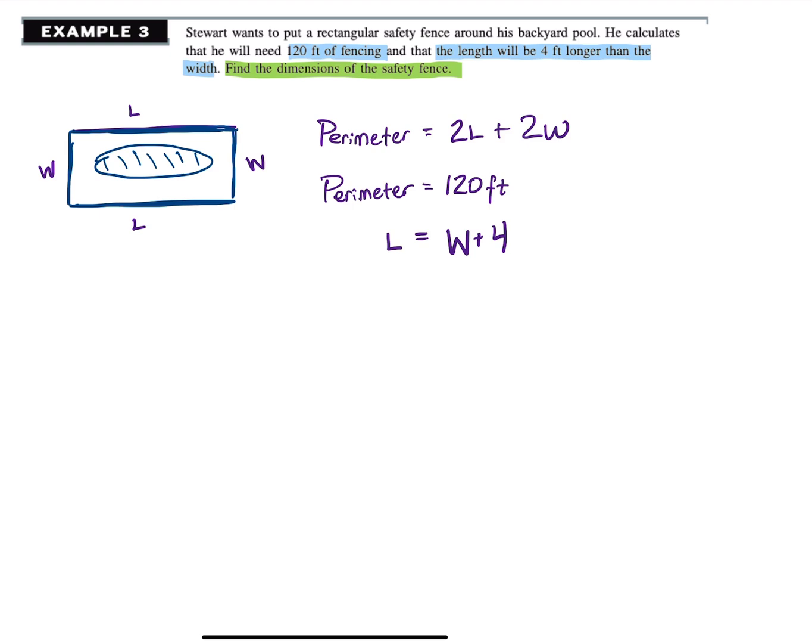So now we can start to plug in the 120 for the perimeter, and then for the length, I'm going to plug in this statement, and we'll see why that's useful. So our perimeter is 120 feet equals 2 times the length, and instead of this L here, I'm going to replace it with W plus 4, since we're saying the length is 4 feet longer than the width. And then we still have this plus 2W.